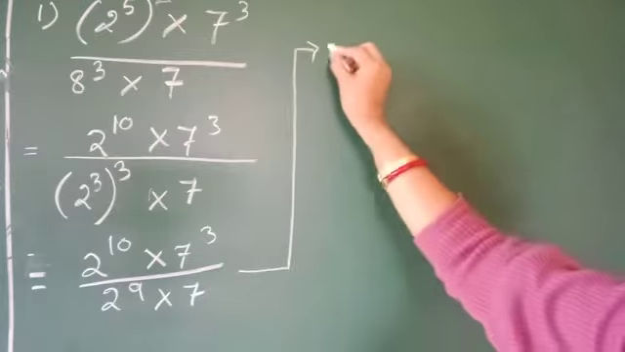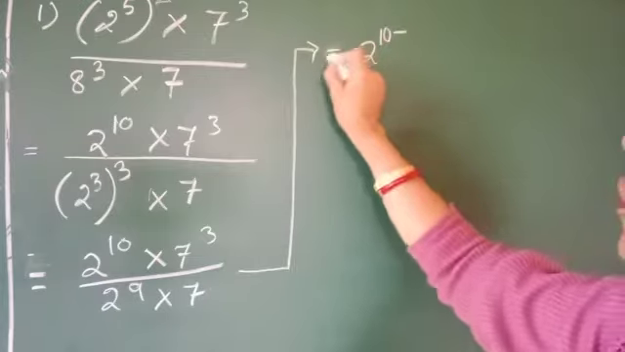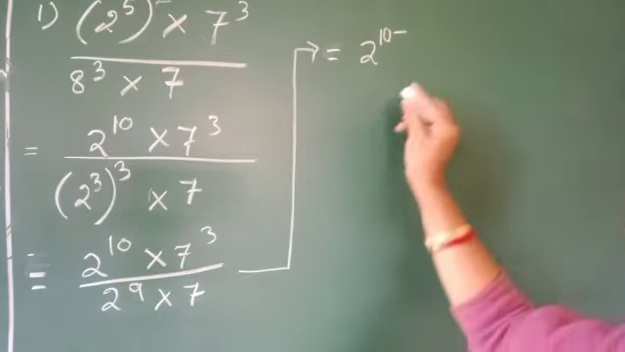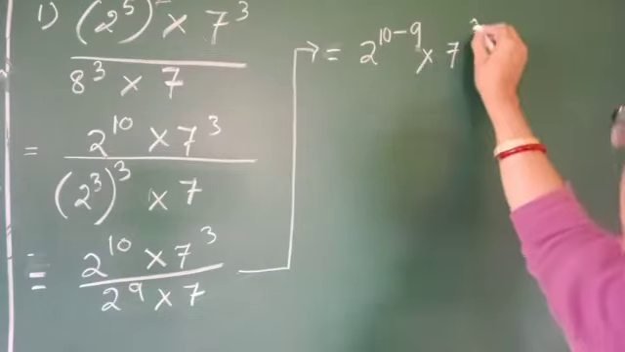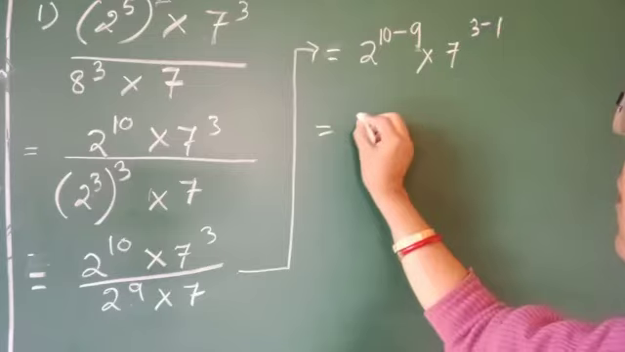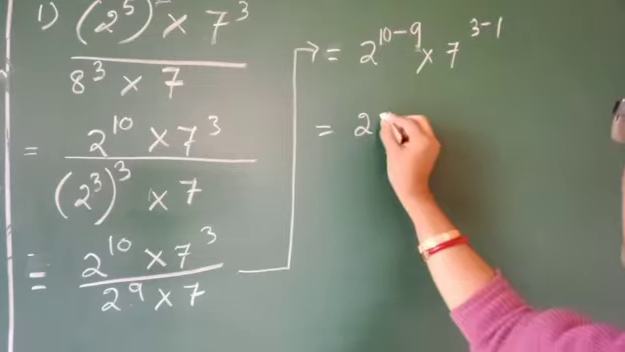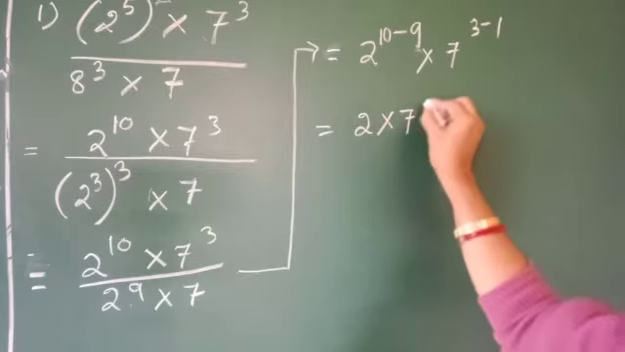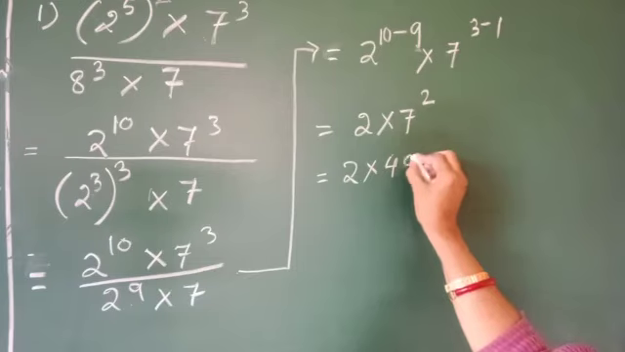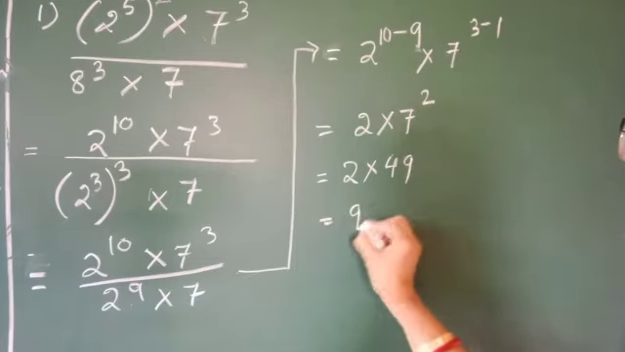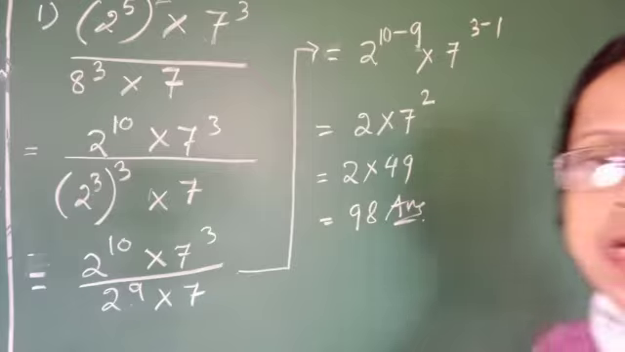Now 2 to the power 10 minus 9, into 7 to the power 3 minus 1. 2 to the power 10 minus 9 means 2 to the power 1; if you write 1 also, it is the same thing. 7 to the power 2. Now 2 into 49 is 98. And in this way you have to give the answer of this question.